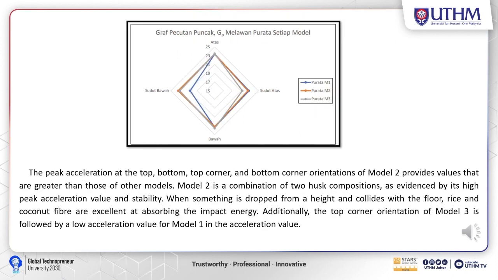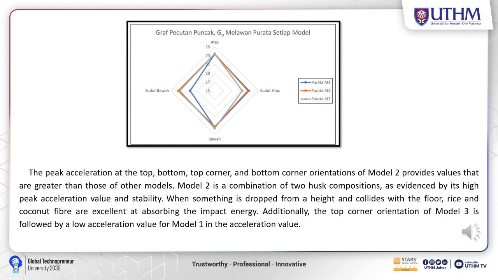Based on this figure, you can see the average peak acceleration for the 3 cushioning models at a fixed height of 92 cm, and at the top corner and bottom corner orientation. So the average peak acceleration at the top orientation for models 1 to 3 are 23.34, 23.38, and 23.46 respectively. For the bottom orientation, the average peak acceleration for models 1 to 3 are 23.31, 23.19, and 23.58 respectively. You can check the values of the orientation in the table.